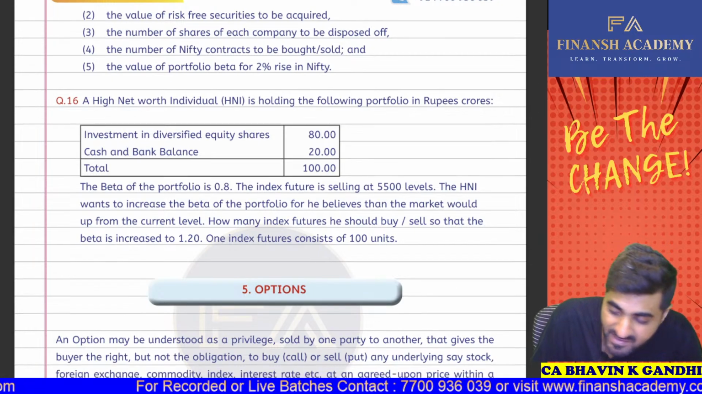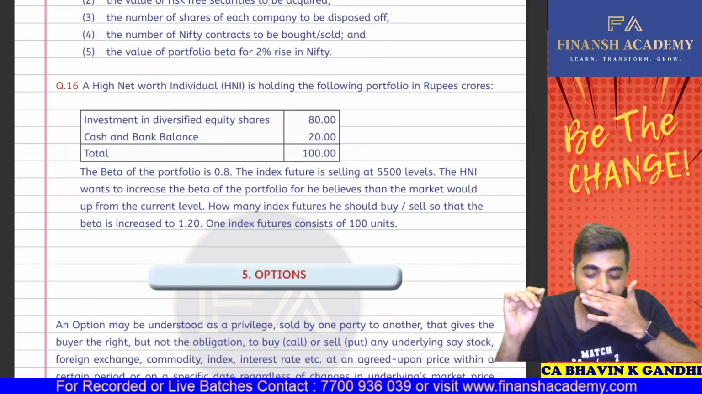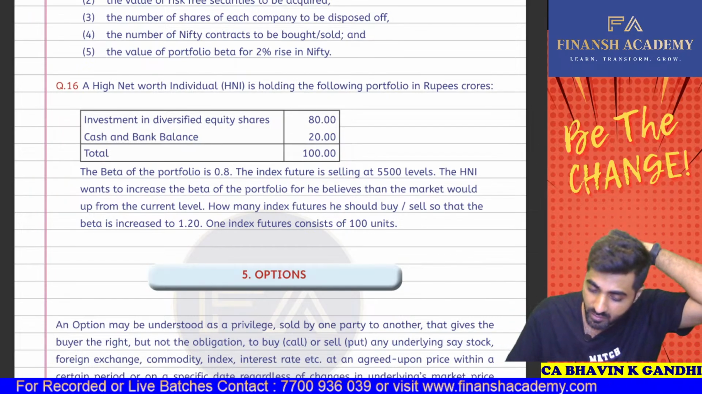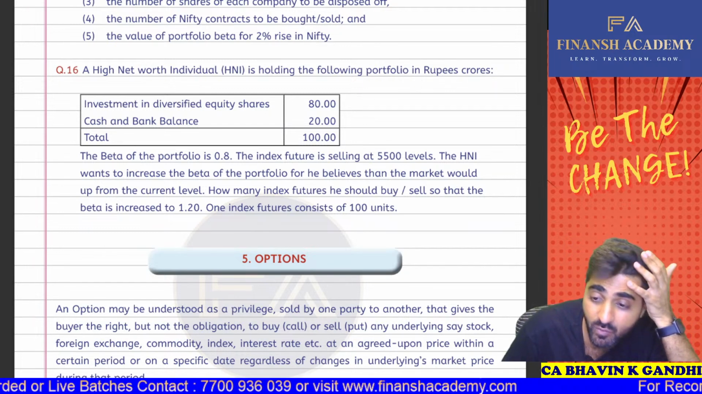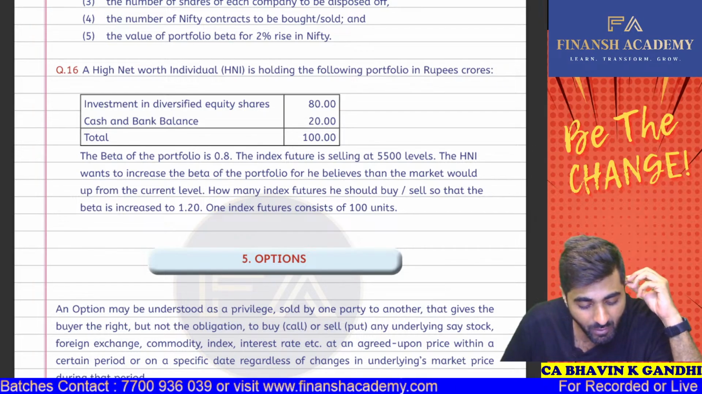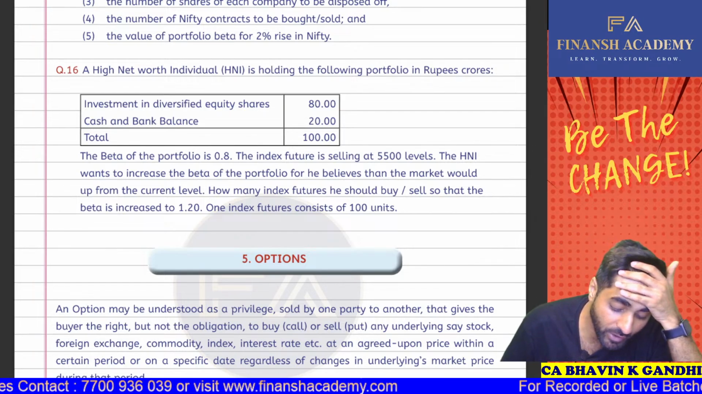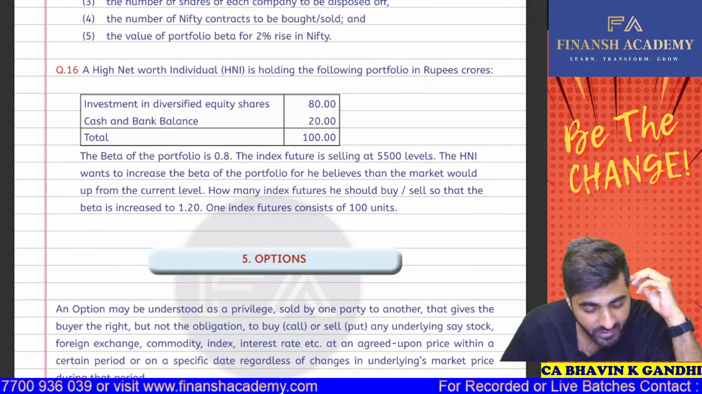Okay. So question number 16, this is the last question. What is given to you? The high net worth individual is holding the portfolio in rupees in crores. We have investment in diversified equity shares, and then we also have cash and bank balance, and we have the total amount. The beta of the portfolio is 0.8 and the index future is selling at 5,500 level. So that is the spot.